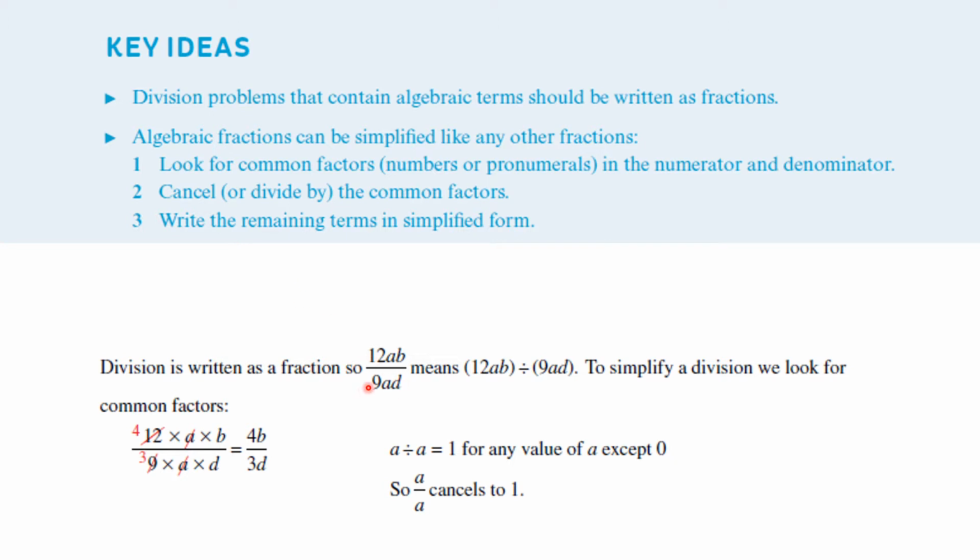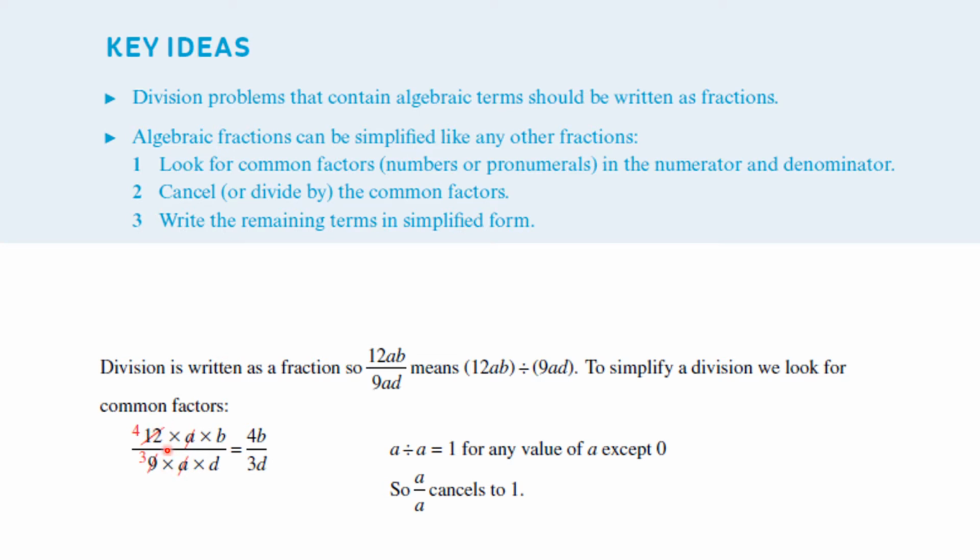So we have 12AB over 9AD. This is the same as writing it like this, but again, coming back to this first statement, I prefer that it's worked with as a fraction. And then they've written it in expanded form to just separate each letter and number, so you can see it a little bit more clearly. And then they've gone and looked at where we can cancel out.